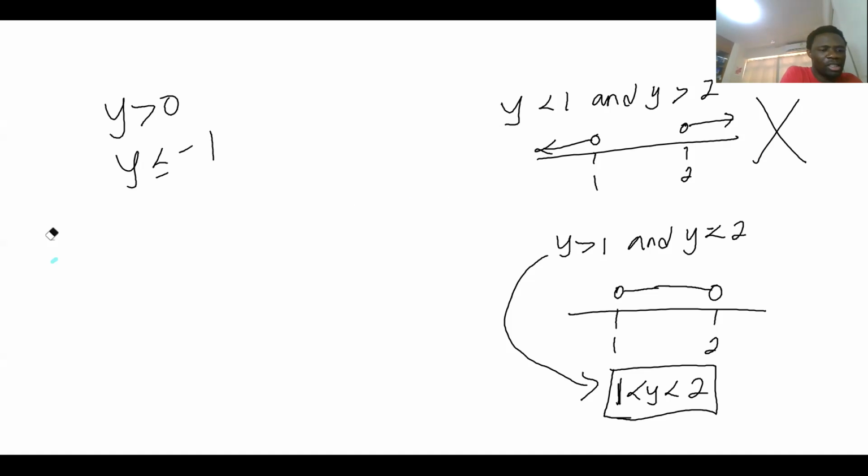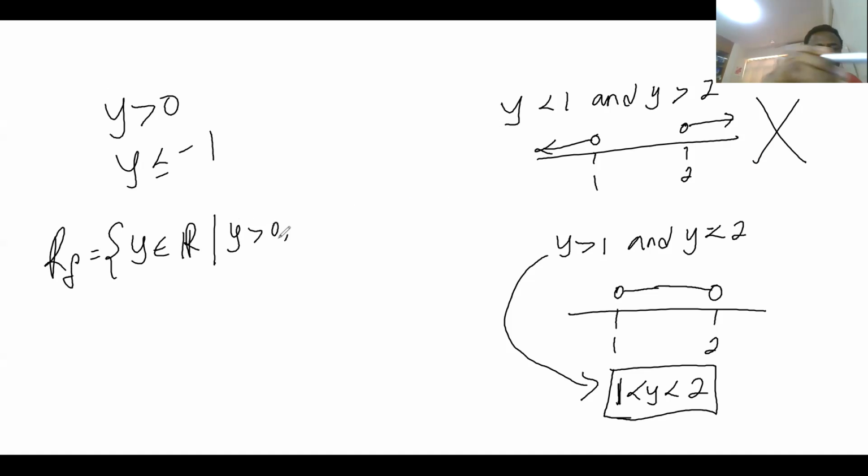So your range of f will be the set of y in R such that y less than or equal to -1, comma, y greater than 0. You can pick the -1 first because that's the one below the line, it doesn't matter. So you write them separately. Does that make sense? I hope everybody gets that as well.